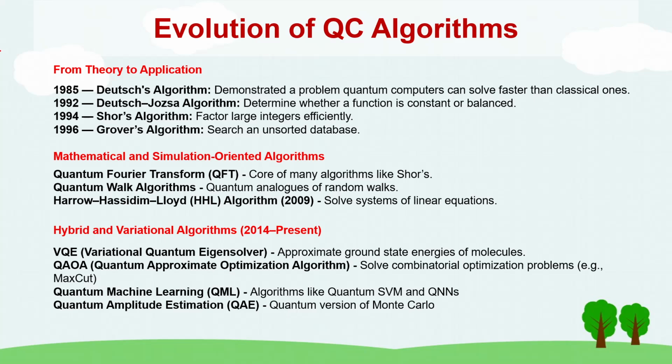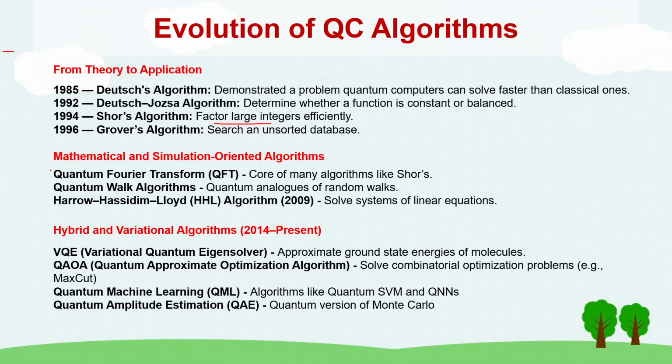He's a British physicist. Later, his theorem or his algorithm was modified so that you can find out whether a function is constant or balanced faster than a classical computer. Then, I think everybody talks about Shor's algorithm, which factors large integers efficiently. Grover's algorithm can do search better than the classical way on an unsorted database. In parallel, you have other mathematical simulation-oriented algorithms like the QFT algorithm, quantum Fourier transform.